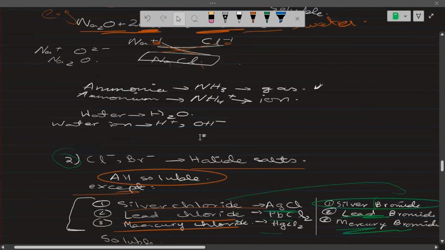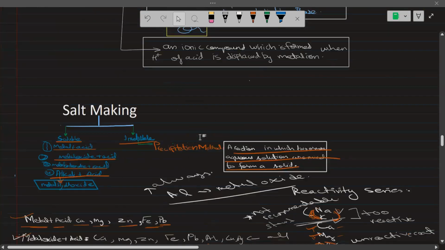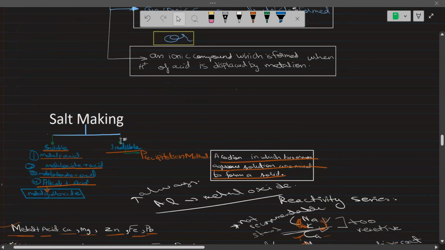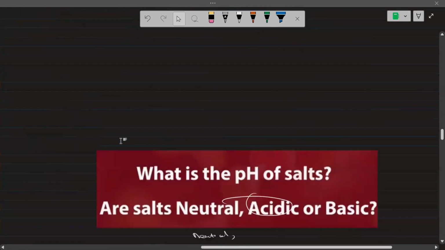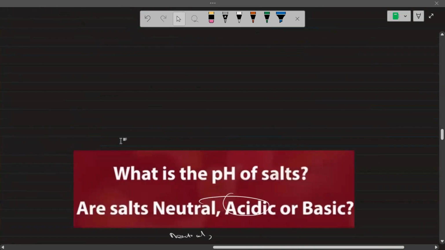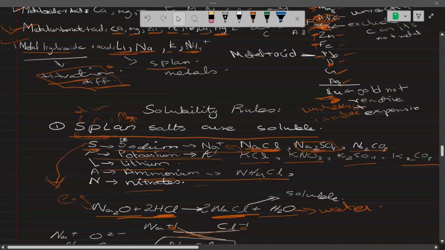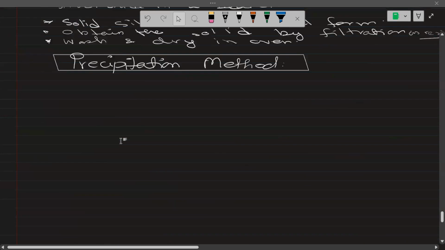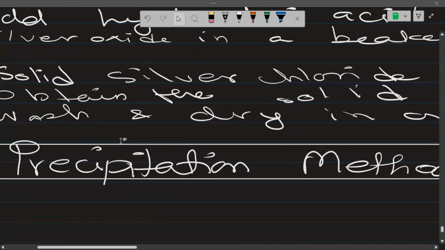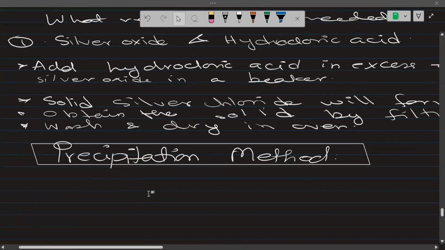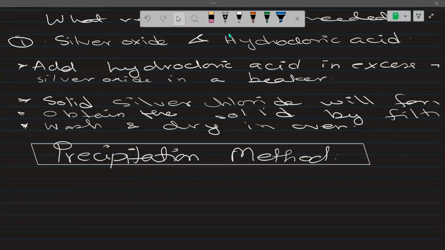We have done the solubility rules. We have done salt making. We have done the definition of salt and what is the pH of salt. So we will do the precipitation method and also the titration method and some other things in the next class. So that's it for today, guys.